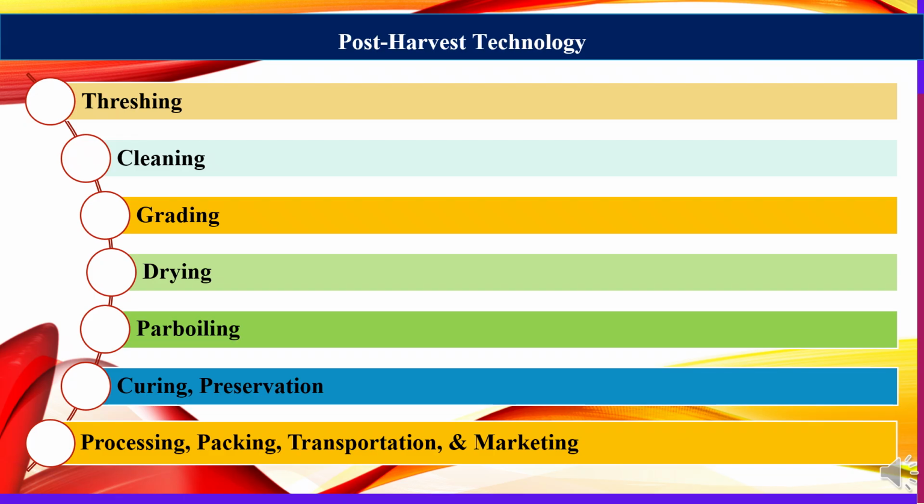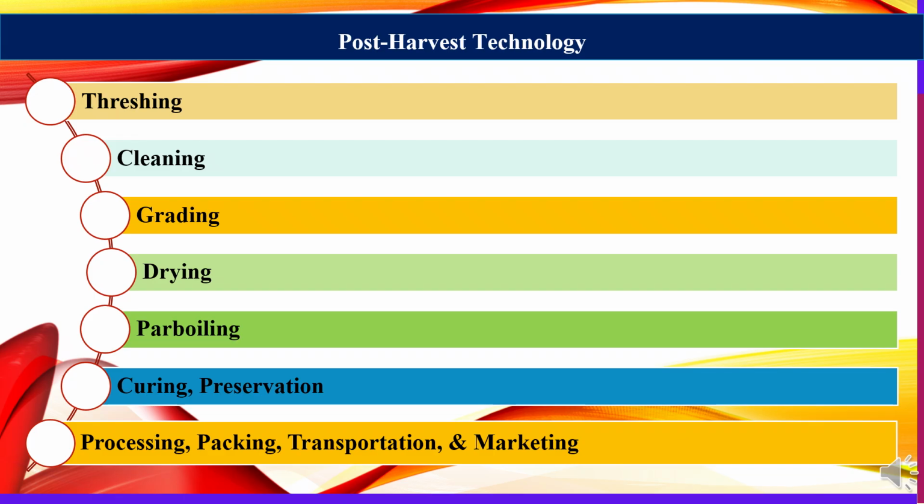Curing and preservation. Curing refers to the aging of rice to develop better cooking qualities and aroma. Preservation includes fumigation, use of hermetic storage, and periodic inspection to control pests and maintain grain quality during storage. Processing. Involves milling, removal of husk and bran layers, to produce brown rice, white rice, or other rice-based products. Modern mills ensure high recovery of head rice with minimal broken grains.